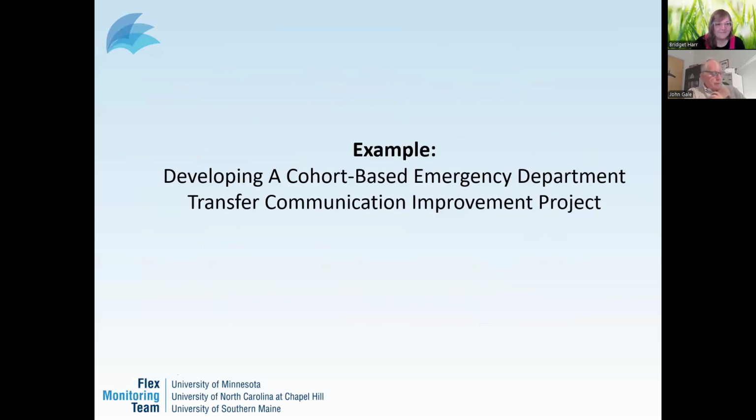Thank you, Bridget. So as we mentioned in the introduction, we're going to talk today and use the worksheets to build an example of a cohort-based emergency department transfer communication improvement project. Before jumping into the worksheets, I want to reinforce a few key points that Bridget had made. We often see among Flex grant applications either a tendency to use output measures, which are the things you can count, or very high-level impact measures without thinking about the steps along the way.